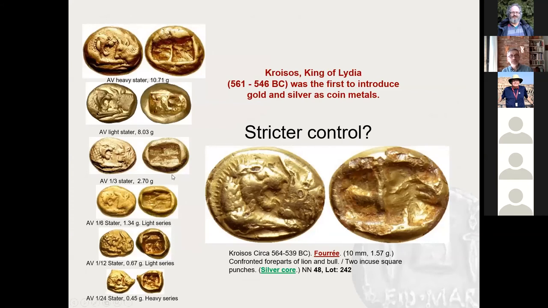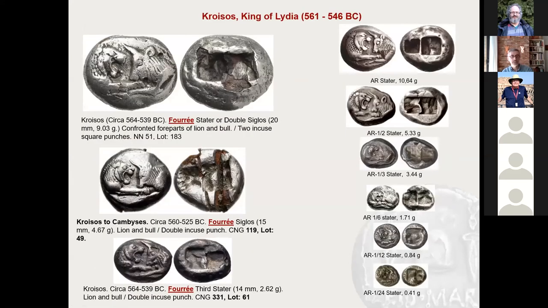And then, of course, Croesus initiated gold and silver for the first time as coin metals. And it was a revolutionary step in the spread of coins into metals for the first time. And hence, the crooks simply followed Croesus too. And silver coins were simply counterfeited at the same time alongside the gold ones.